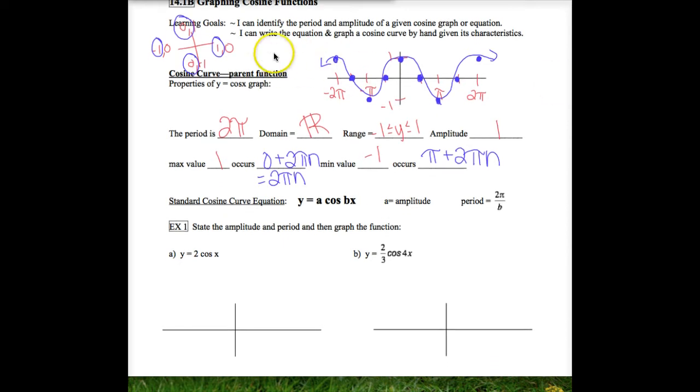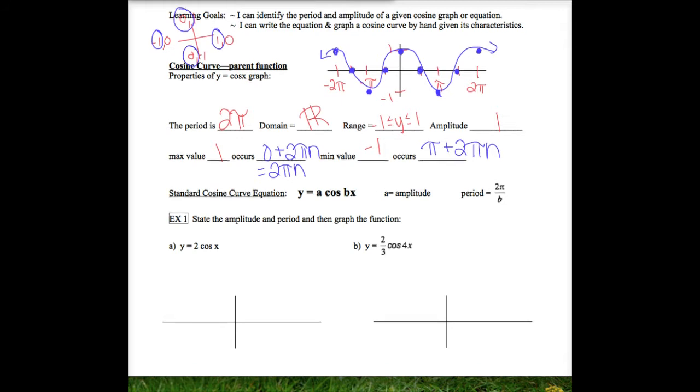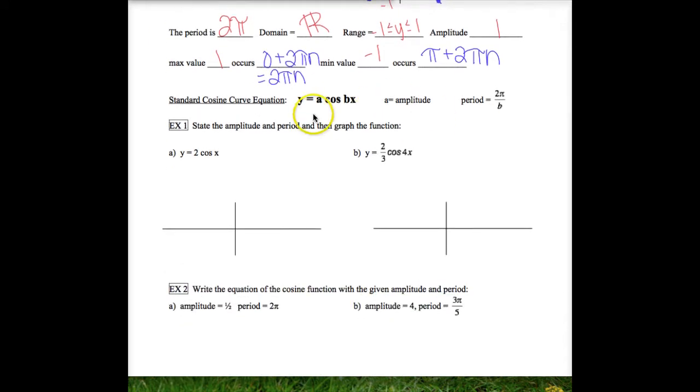So the learning goals are the same as they were for sine. We need to be able to identify the period and the amplitude. We need to be able to write the equations when we're looking at the graph, and we need to be able to graph them ourselves by hand. So the only thing that's changed for the standard equation is the fact that it's cosine rather than sine. Everything else still stays the exact same. Amplitude is still A, the period is still 2 pi divided by B.